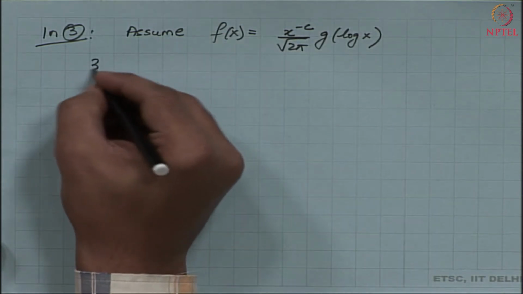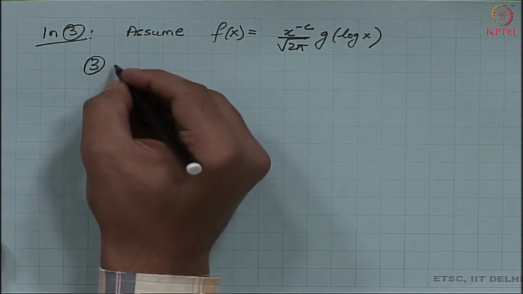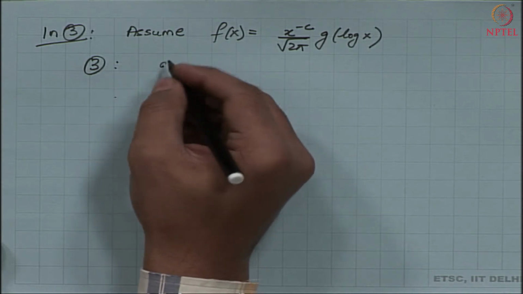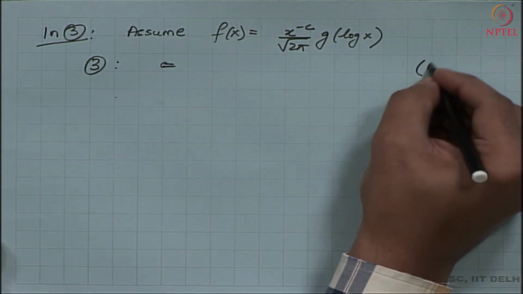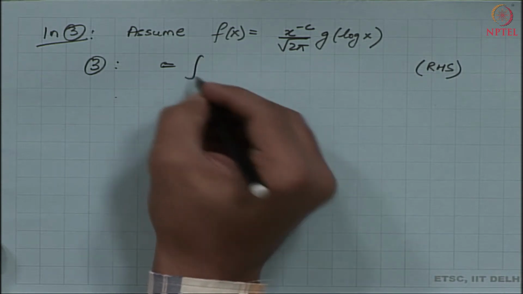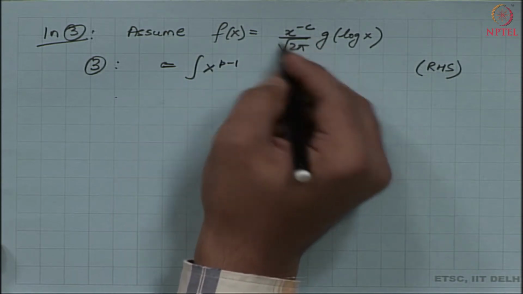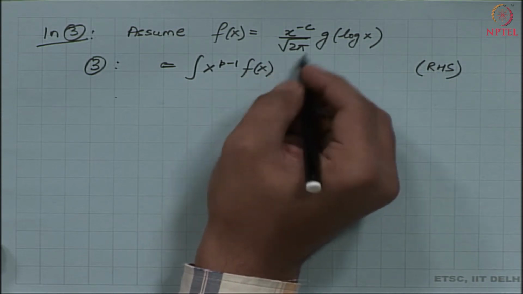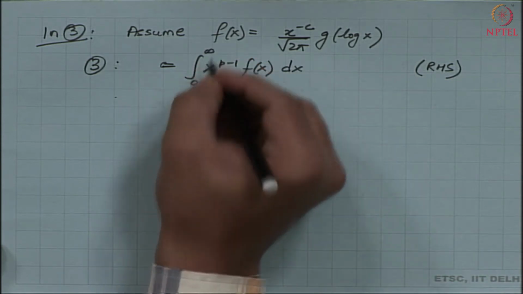So, now the right hand side expression of the equation in 3 becomes equal to, let me just write the right hand side here, RHS. So, this becomes equal to the integral of x to the power p minus 1, where x to the power minus c is already absorbed in f of x and 1 by square root 2 pi is already absorbed, and d of x, from 0 to infinity.